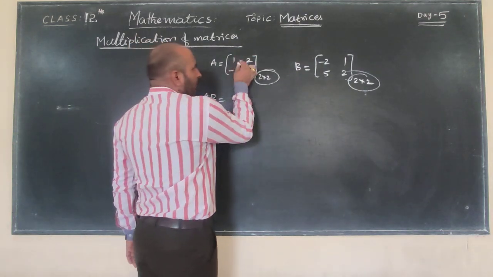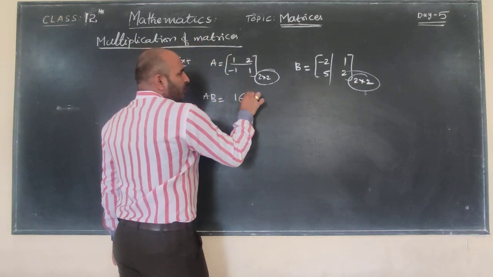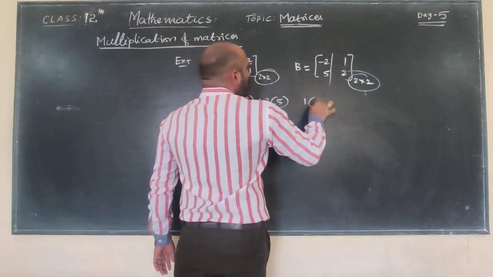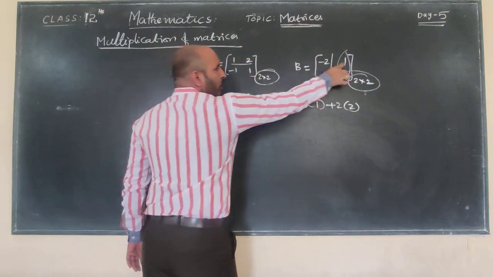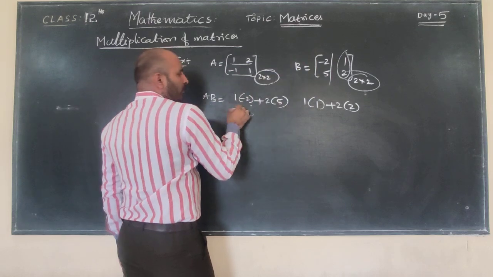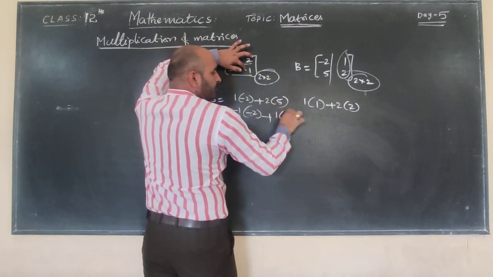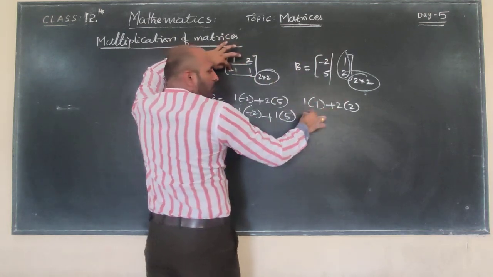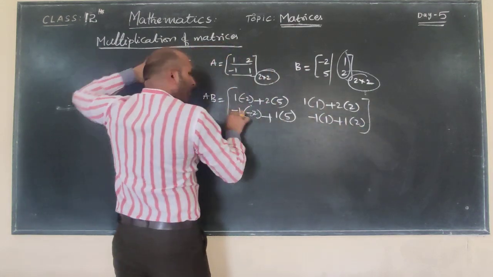So AB is equal to, first row with first column, so 1 into minus 2 plus 2 into 5. Next one, first row with second column, 1 into 1 plus 2 into 2. Next one, second row with first column, minus 1 into minus 2 plus 1 into 5. Next one, second row with second column, so minus 1 into 1 plus 1 into 2. So this is the matrix.